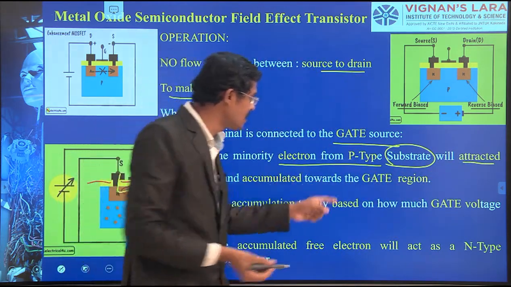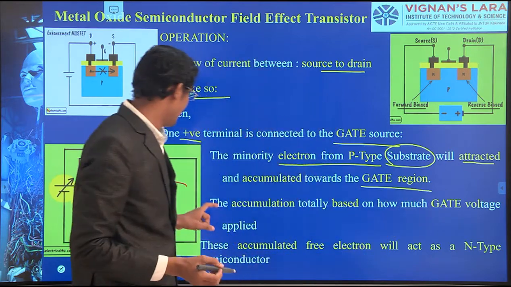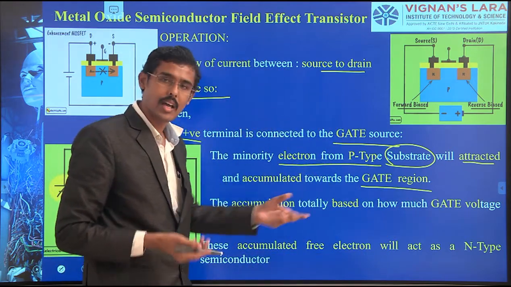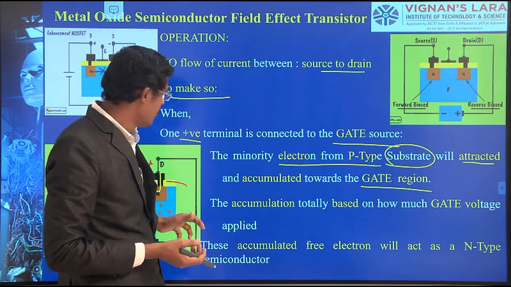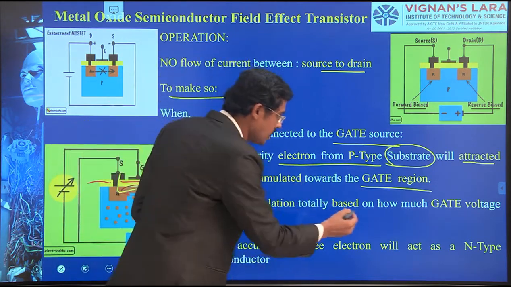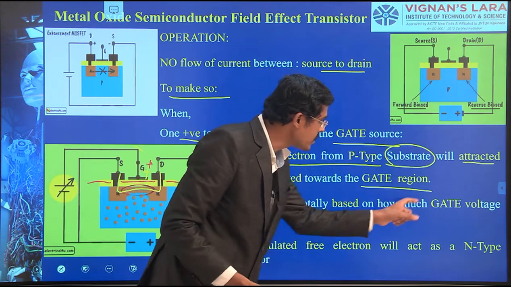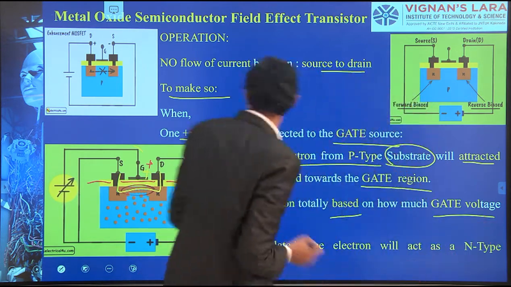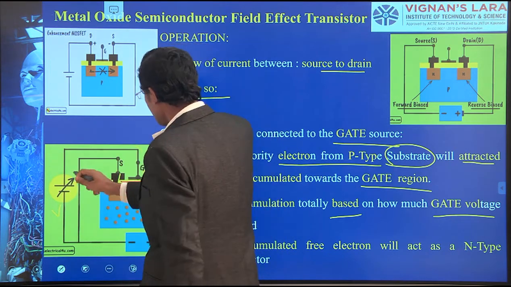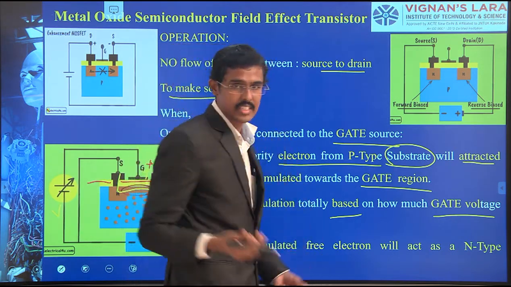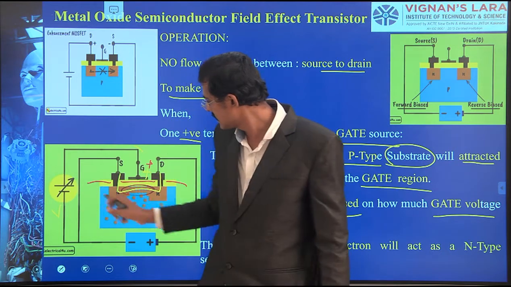are accumulated towards the gate region. It cannot cross, we know it is insulated. The accumulation is totally based on how much gate voltage is applied. It is based on how much voltage we are applying. If it is high, it attracts more. If it is less, it will attract less.